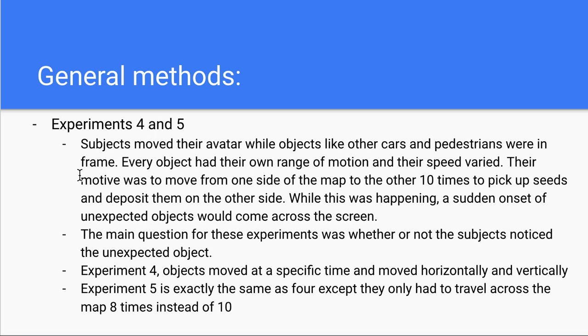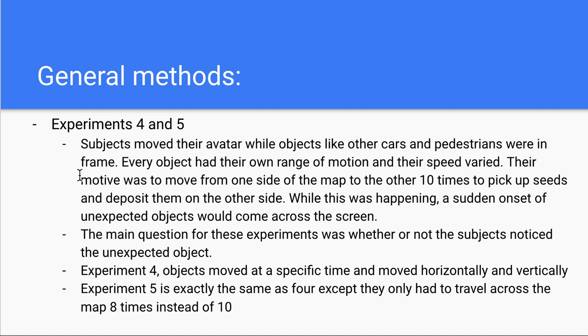Here are general methods for experiments 4 and 5, which are going to be for the remainder of this video. The methods for this experiment involve subjects moving their avatar while objects like other cars and pedestrians were in frame. Every object had their own range of motion and their speed varied. The subject's motive was to move from one side of the map to the other 10 times to pick up seeds and deposit them to the other side.